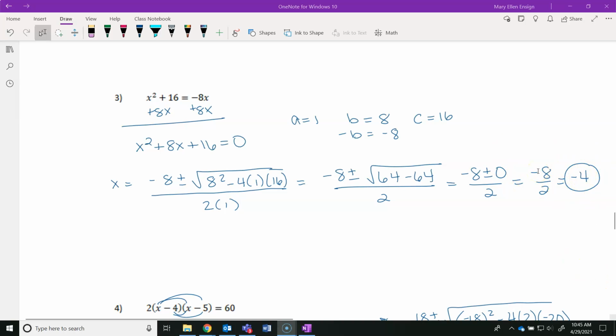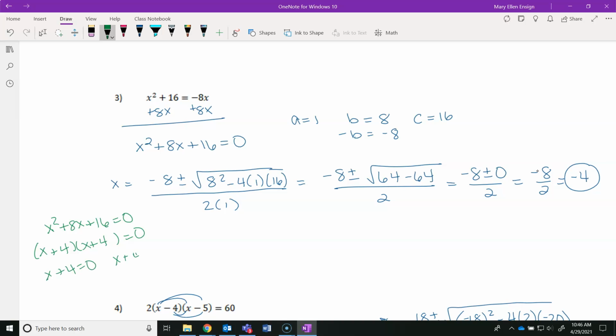This one is factorable, so if you think about how you would factor it, x squared plus 8x plus 16, two numbers that multiply to 16 and add to 8 are going to be 4 and 4. So again, this is a situation where you'd have the same factor twice, so you're really only ending up with one answer, right? And if we think about the graph, it would be hitting the x-axis in just that one spot.